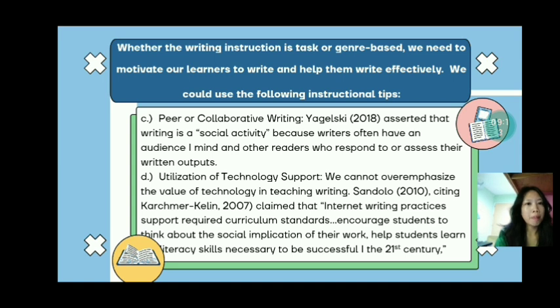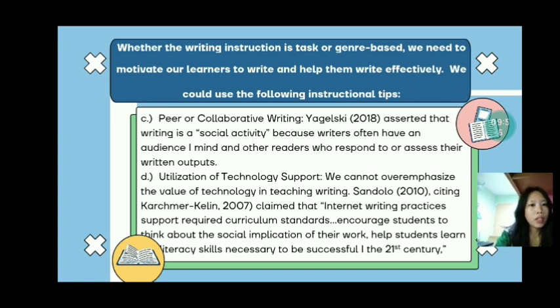And the third is peer or collaborative writing. Yagelski 2018 asserted that writing is a social activity because writers often have an audience in mind and other readers who respond or assess their written outputs. So, writing activity should also include a collaborative writing task where the students can brainstorm their ideas, since writing incorporates social activity, and in that way the students can collaborate their ideas with their peers.